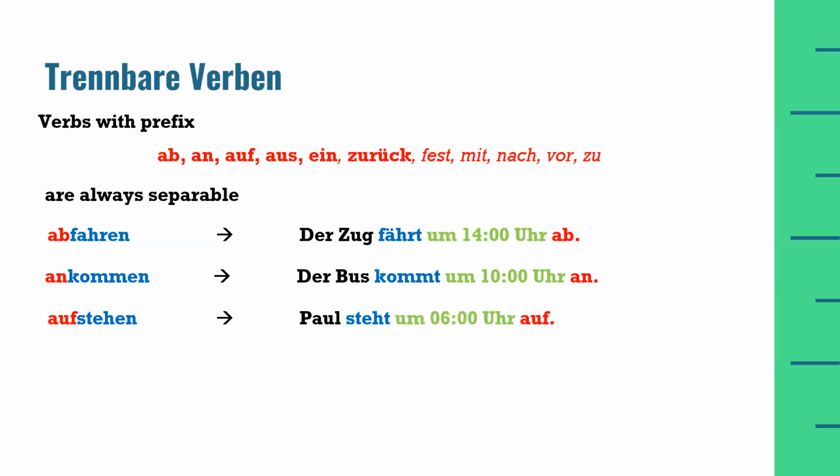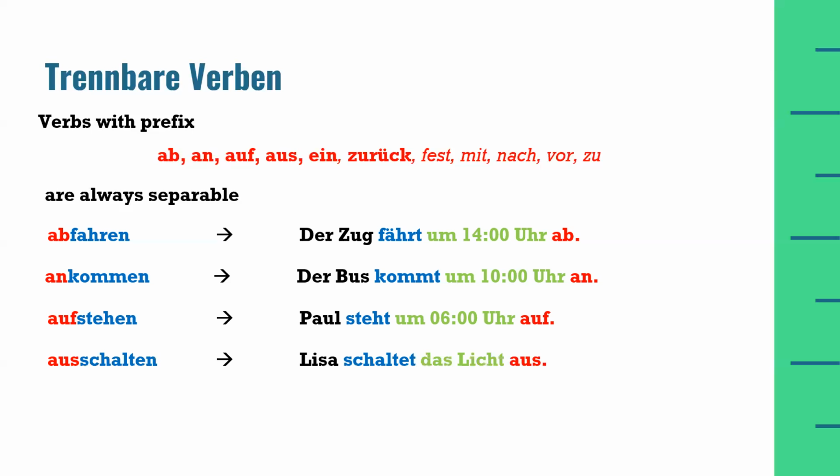Next example, aufstehen. Aufstehen means to get up. Stehen means to stand. If it has a prefix auf, then it becomes aufstehen, and this aufstehen is a separable verb, which means stehen will come at the second position in the sentence and auf will go to the last position of the sentence. So, Paul steht 6 Uhr auf. Paul gets up at 6 o'clock.